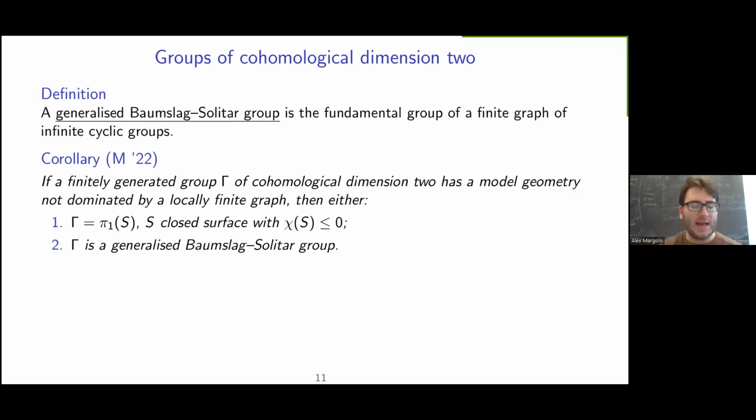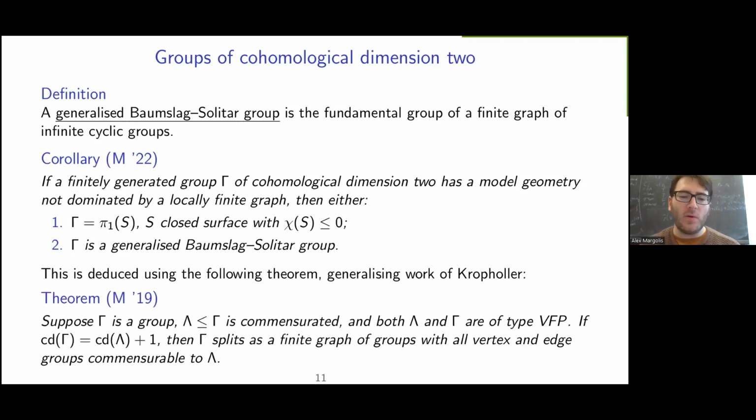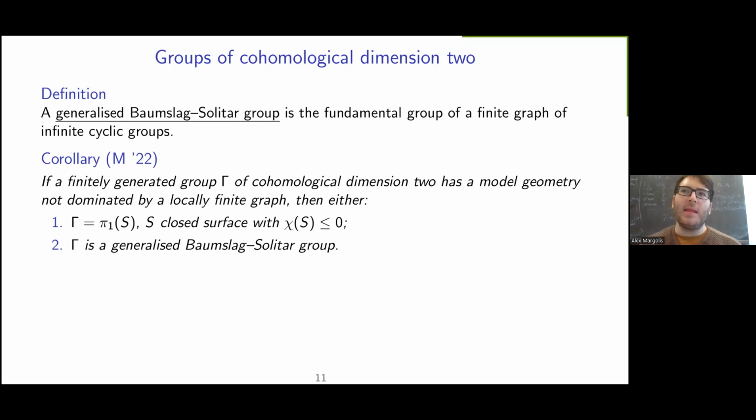It gives us an explicit description of the class of groups of cohomological dimension 2 which have some model geometry not dominated by a locally finite graph. Or in other words, when you want to study them geometrically, they have some aspects of continuous type behavior, or some directions where there's a continuous one-parameter family of isometries.